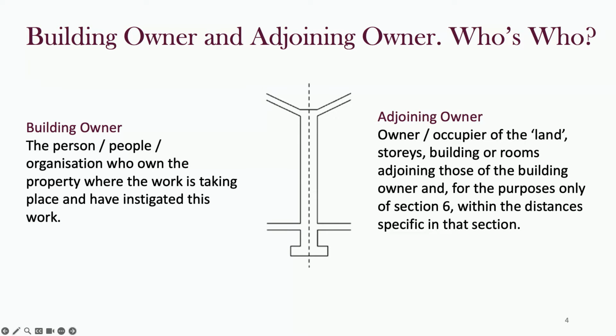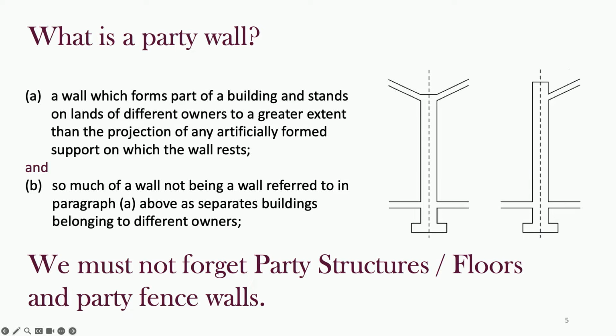adjacent properties. And an adjoining owner who's entitled to receive notice is anybody with a legal interest of over a year. And that could be the freehold owner, a tenant, or even a subtenant. They are entitled to receive notice of these intended works. You serve notice for works to party walls.